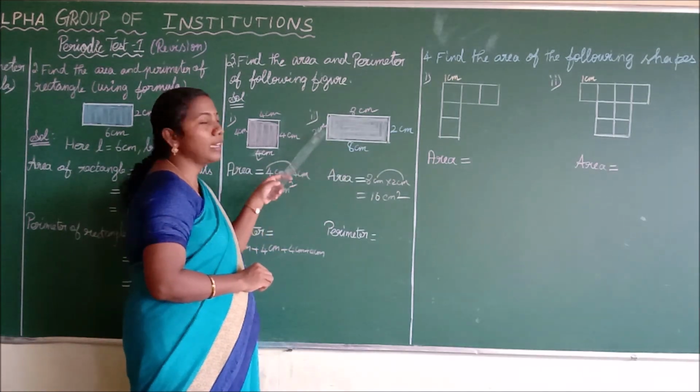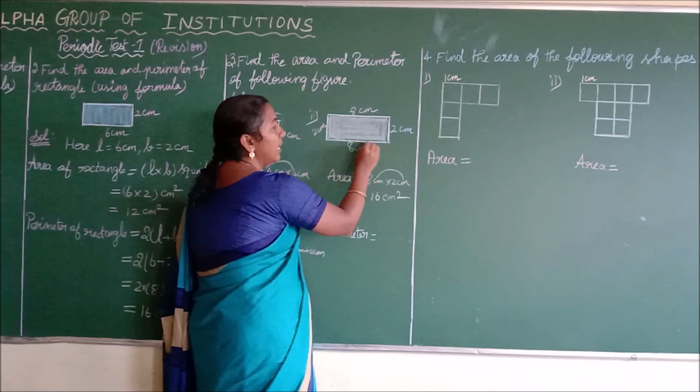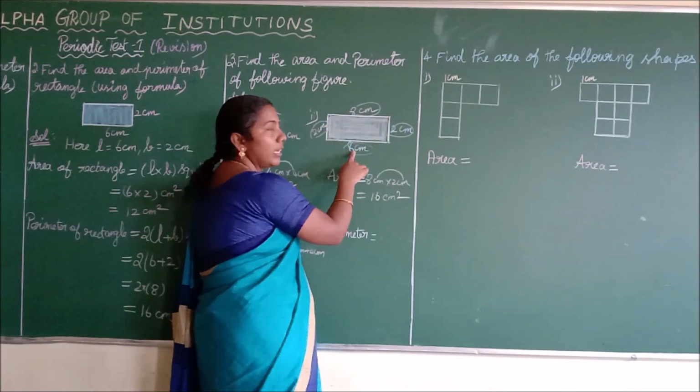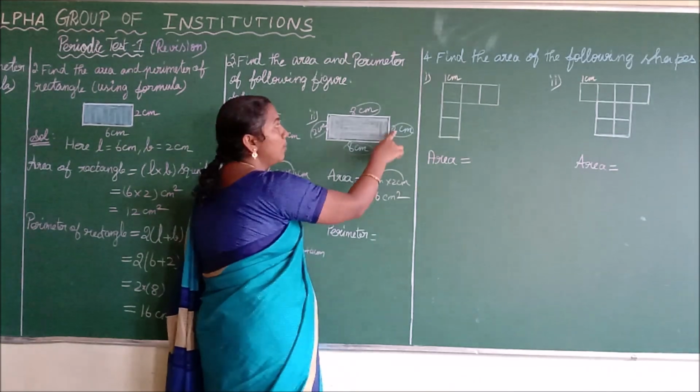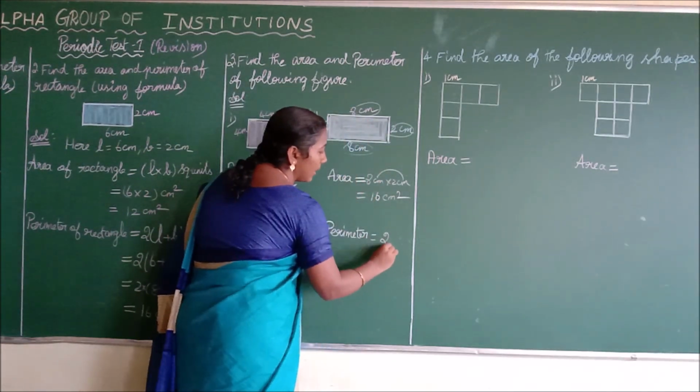Next we are going to calculate the perimeter of this figure. How can we calculate? We have to add the lengths of the sides of the shape. What are the lengths? 8. 8 plus 2 is 10. 10 plus 8 is 18. 18 plus 2 is 20 centimeter.